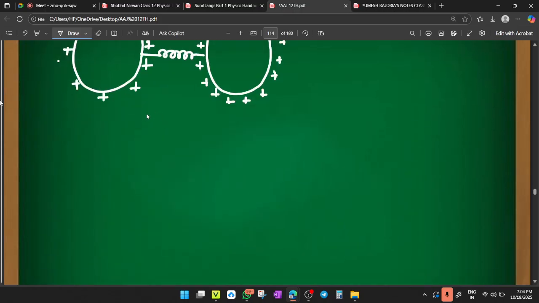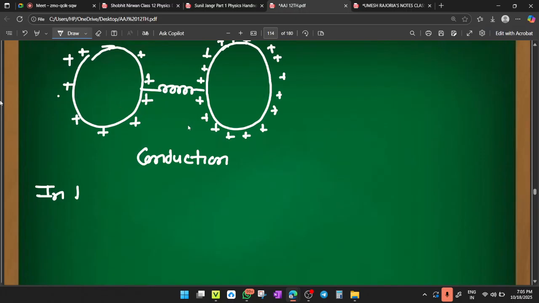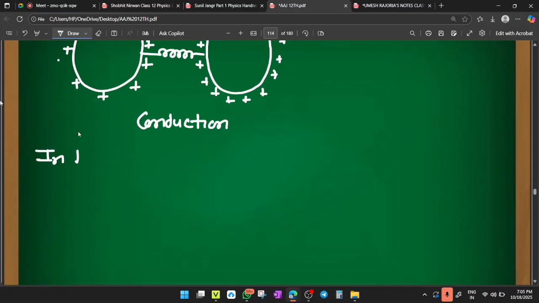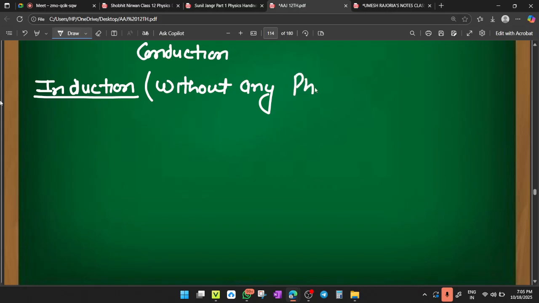This thing is called conduction. Another is called induction. When there is a direct contact between the two bodies, it is called conduction. And now we are talking about induction. So what is induction? Without any physical contact. When there is a term induction, this means there is no physical contact.